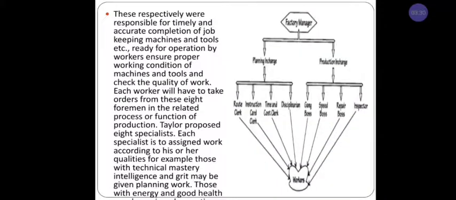Next we have production in charge: gang boss, speed boss, repair boss, inspector. What is a gang boss? He prepares the machinery, tools and equipment for production. Next, the speed boss. He suggests to the workers how to increase the speed at the time of production.